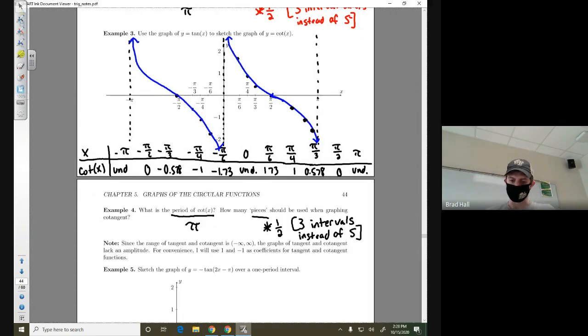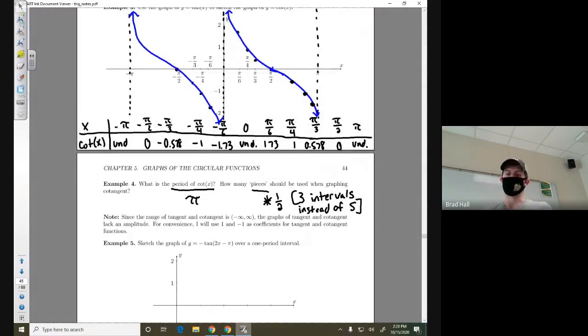So I put a note here. The range of tangent and cotangent is all real numbers. The range is all real numbers, so there's no amplitude. It doesn't make sense to define an amplitude because what did amplitude represent? Well, it helped us construct peaks and valleys. How can we have a peak and a valley for something that continues upwards forever and downwards forever? Doesn't make any sense in this context.